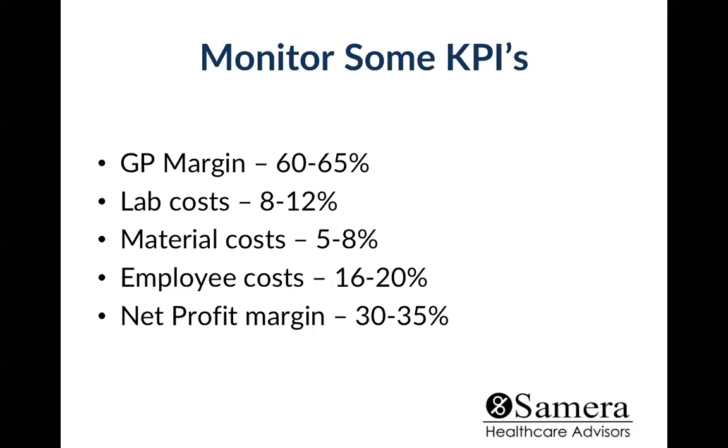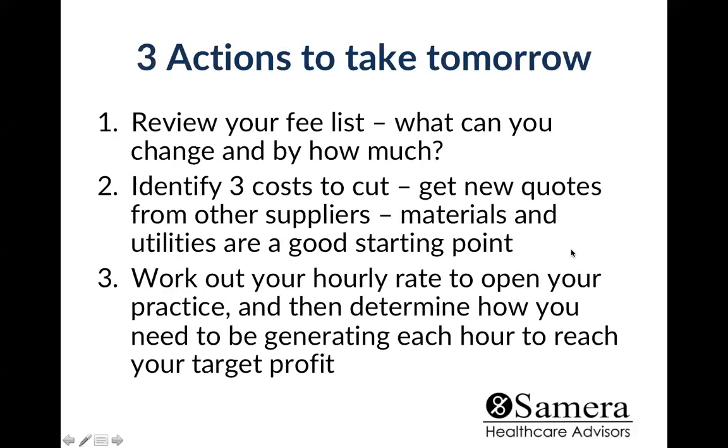So if you did some benchmarking of your own practice against these numbers, it's important then to see how you compare. Are your lab costs out of kilter? Are your material costs out of kilter? Are your employee costs out of kilter? It could be any of those things. It could be different, or they could be much better. But these are just some. And my point to stress here is that it's important to monitor some of your key performance indicators. That will then help you analyze your business better and make better decisions for your business.